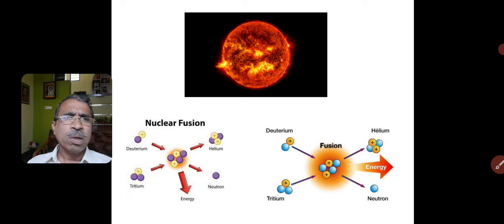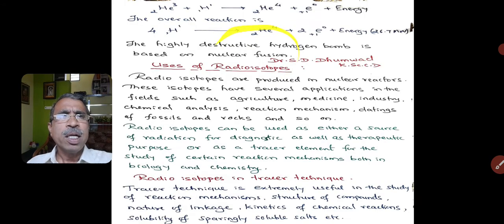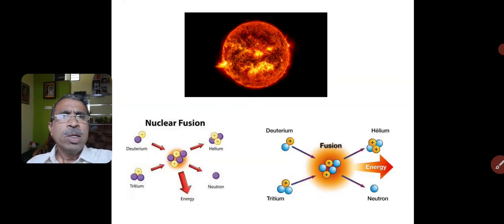Here I have shown the nuclear fusion. In this, the nuclear fusion takes place in the star. Below, I have shown how deuterium and tritium combine and form helium with the liberation of energy.